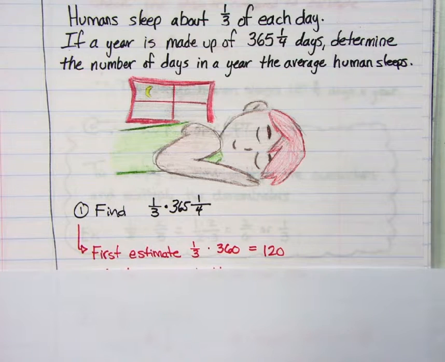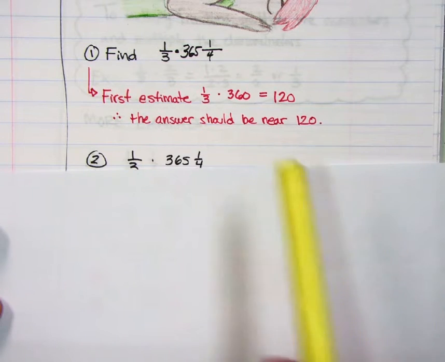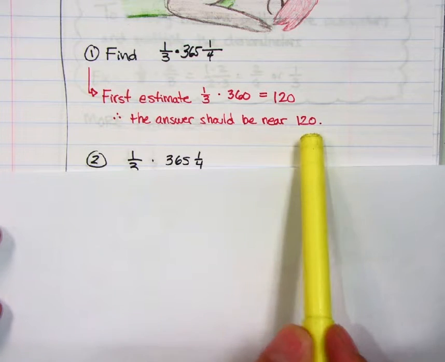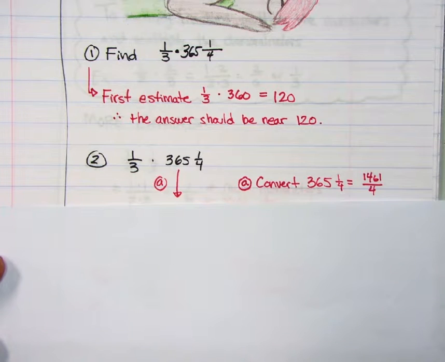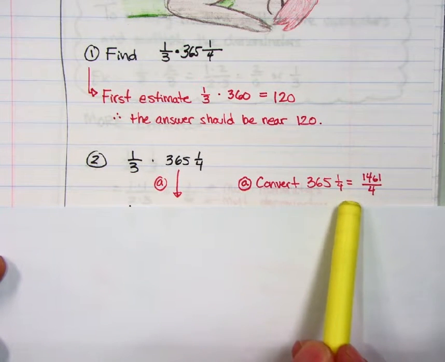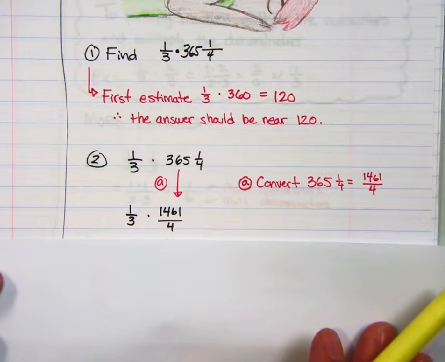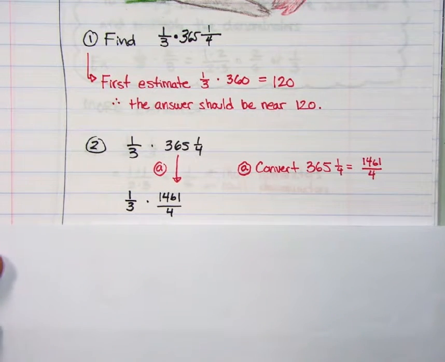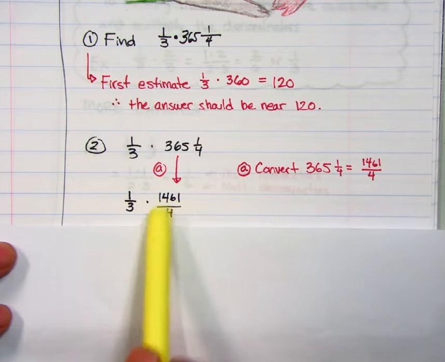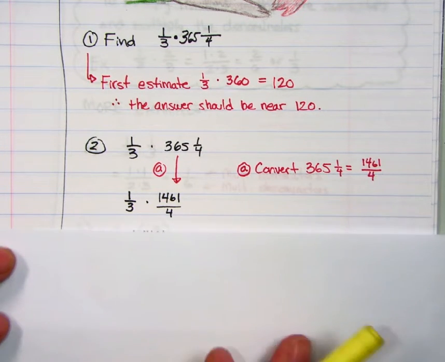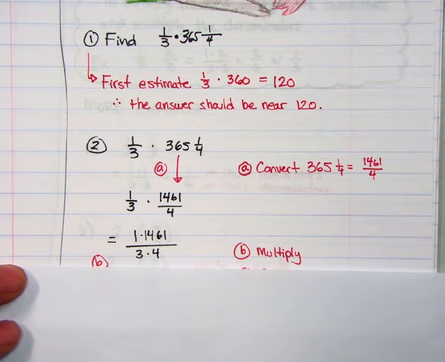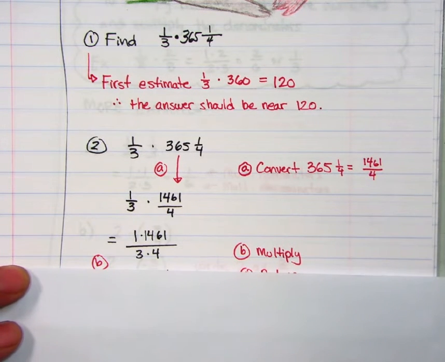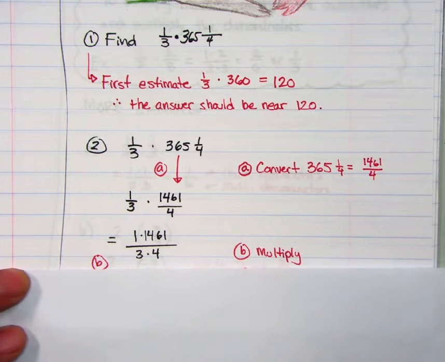And let's find out how to really find the true answer. So again, I know that the answer should be near 120, so I'll be thinking about that in the back of my head as I do the problem. But in order to actually solve it, first I need to convert 365 and a fourth into an improper fraction. I do that here. Now, at this point, there's a couple of things you could do. You could do some cross-canceling and try to get 3 out of here. I didn't do that. I went ahead and just multiplied across. So 1461 times 1 and 3 times 4 on the bottom. So when I'm multiplying, I just multiply straight across: numerator with numerator, denominator with denominator.